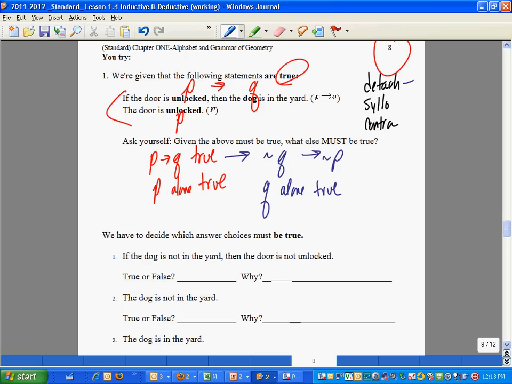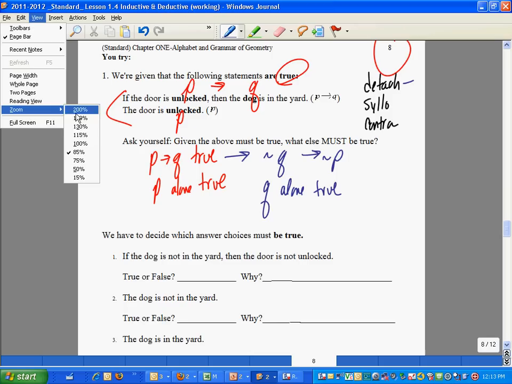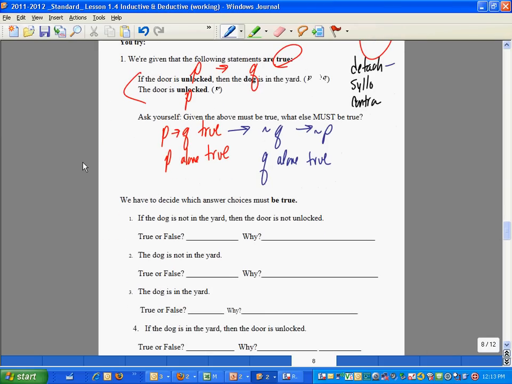Do the last one on your own real quick, and I'll give you the answer. Get it into letters first. Students, you should be done with page 8, finishing page 9. On page 9, we make a list. Michael, isn't it because Q is true? The dog is in the yard.